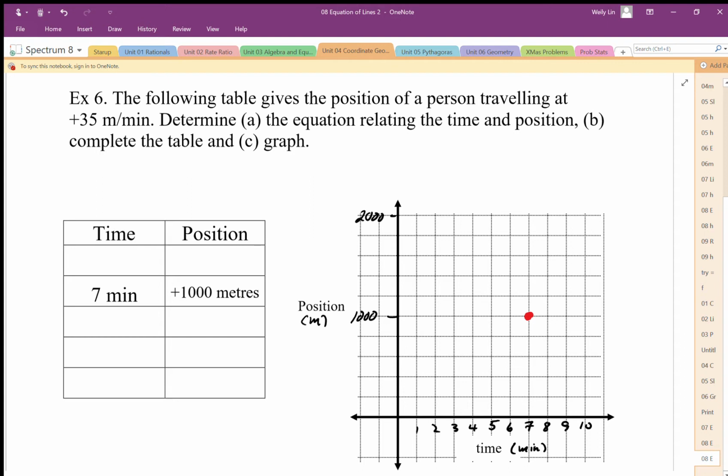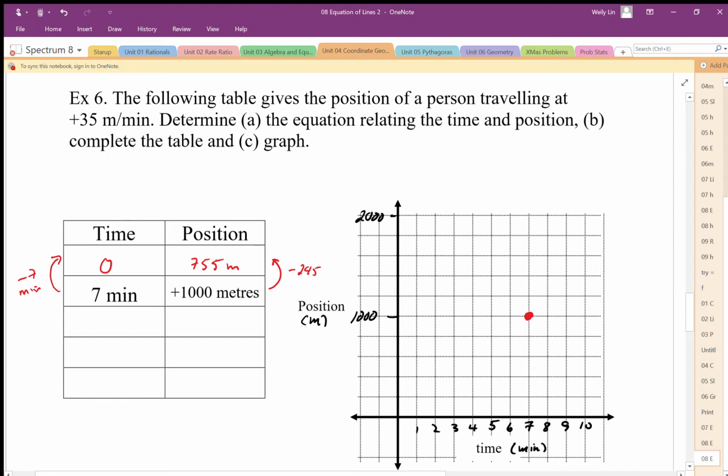We can use our rate. Okay, so I can use my rate of 35 meters per minute, and I can go backwards 7 minutes and use that 7 minutes to go backwards 7 groups of 35. That works out to be negative 245. And we can go back to 0 using that ratio. So it looks like it's going to be 755 meters. Okay, so that's one way we can do it.